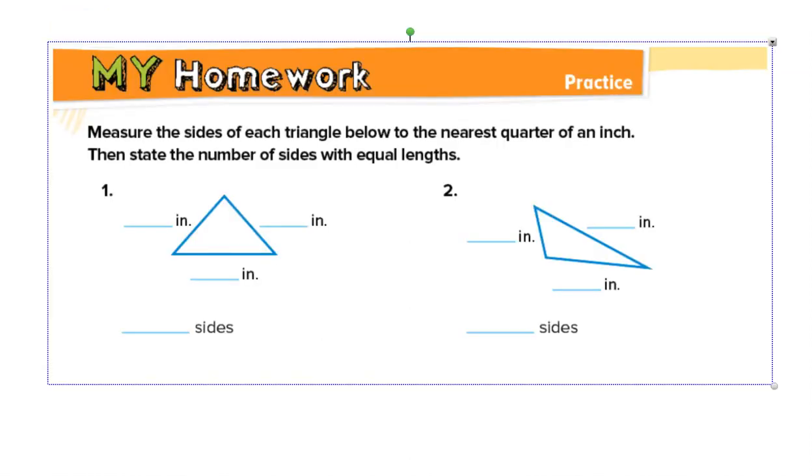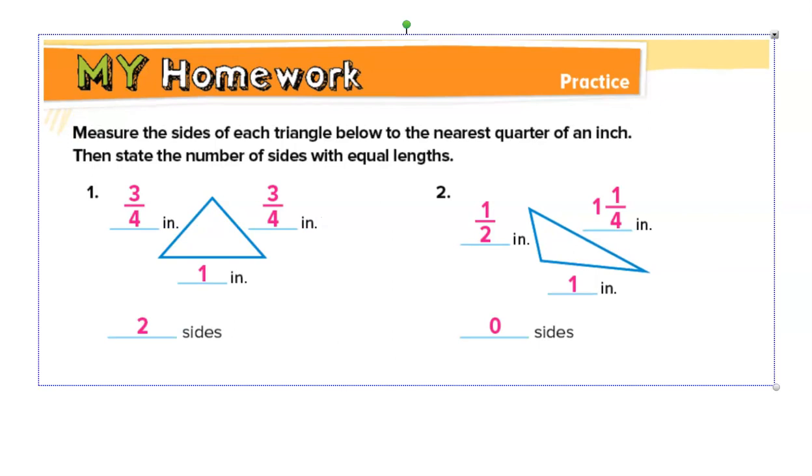All right, we're almost done here. So let's see what the measurement of these sides are. So 2 sides are the same length. 2 sides are 3/4 inch. One side is only 1 inch long. But for this one, all sides are different. So 0 sides are equal. One is a 1/2 inch, this is 1 inch, and then this side is 1 1/4 inches long.